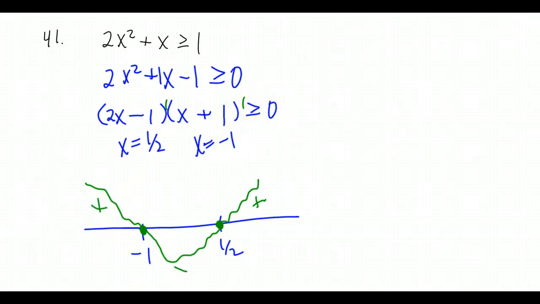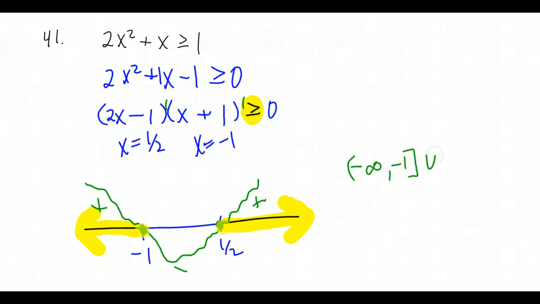Okay, so this one wants the part of the graph that is bigger than or equal to 0. So I want those points, because those are equal to 0. And I want points that are positive, anything bigger than that. So maybe this section here, and this section of the graph right here, something like that. And so algebraically, we might say something like (-infinity, -1] union [1/2, infinity).